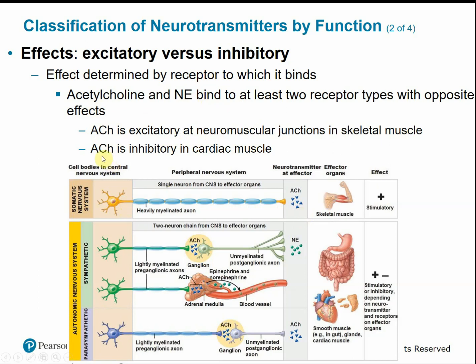However, if acetylcholine is released to cardiac muscle, it would have an inhibitory effect. So instead of stimulating the muscle contraction, it would inhibit the strength of the muscle contraction in the cardiac muscle. So it all really depends on our final receptor and what our end goal is.